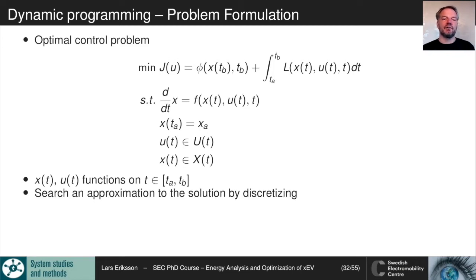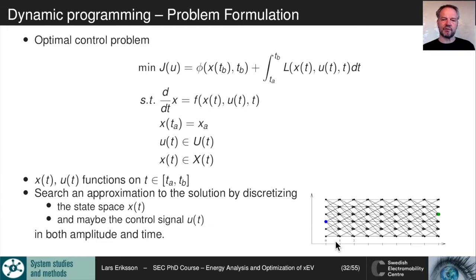How is this solved then? We search for an approximation to this solution by discretizing our state variable and possibly our control variable. For example, we're looking at the state variable here. We take our state x and follow it with time, and it discretizes. So we have discrete time samples and we have discrete levels of our state. We want to start here in the blue, and we would like to be here in the green at the end. You could see this as the state of charge in a hybrid electric vehicle.